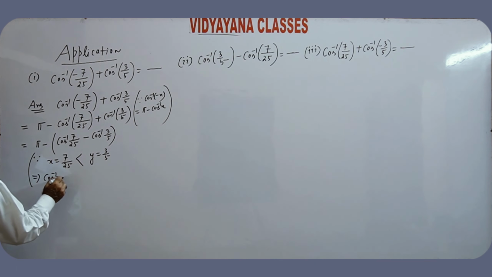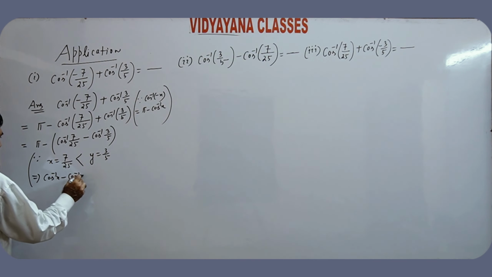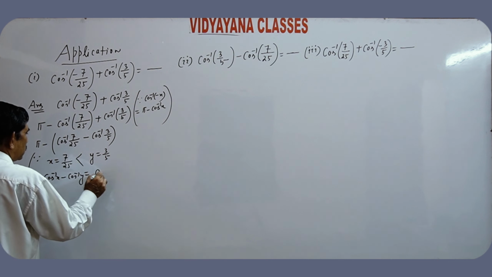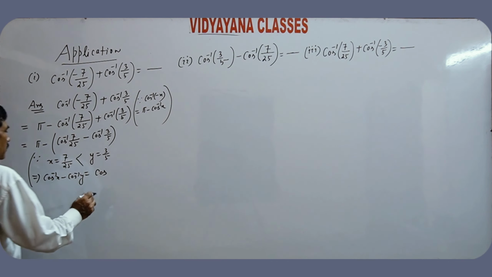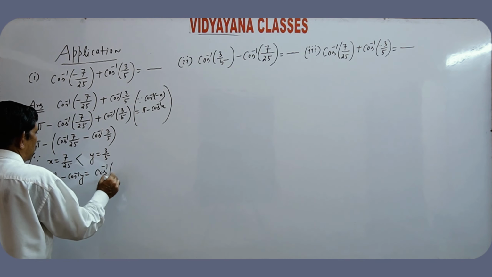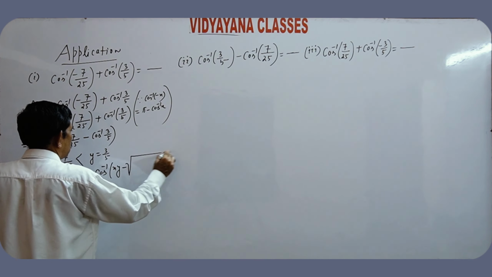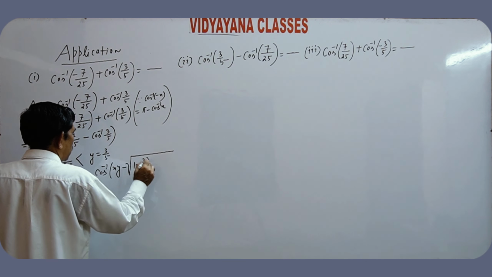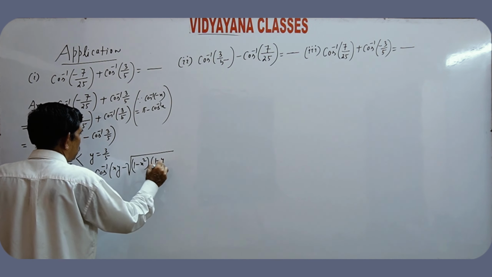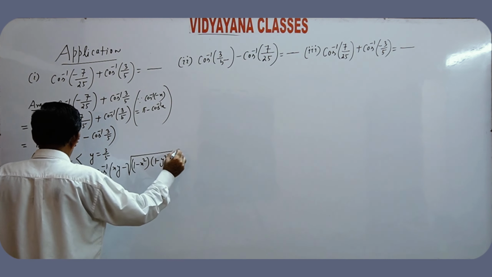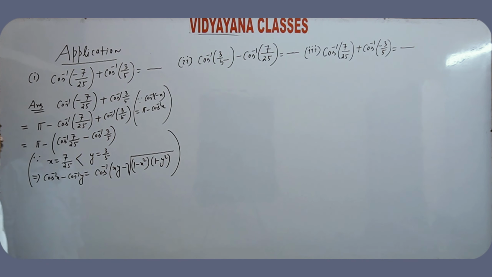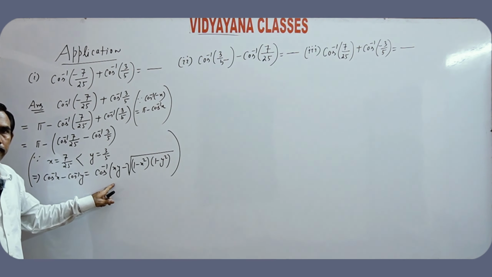This implies cos inverse x minus cos inverse y is equal to cos inverse of xy minus root of 1 minus x square into 1 minus y square. Since x is less than y, cos inverse x minus cos inverse y is equal to cos inverse xy by the third formula.